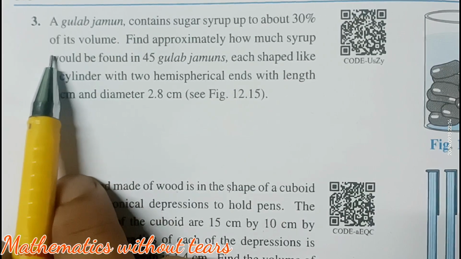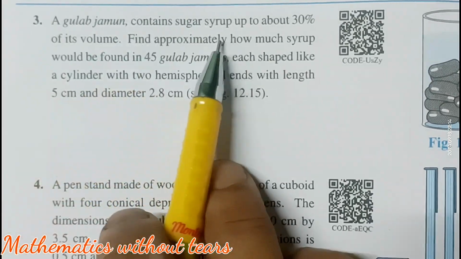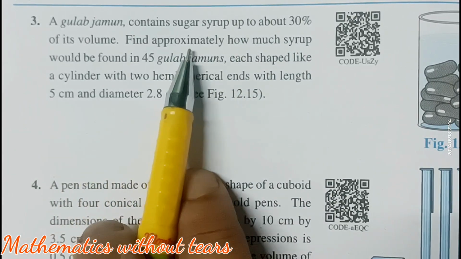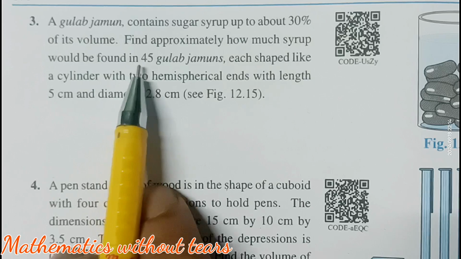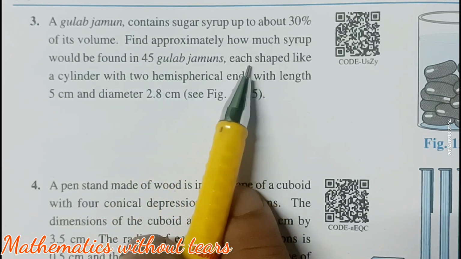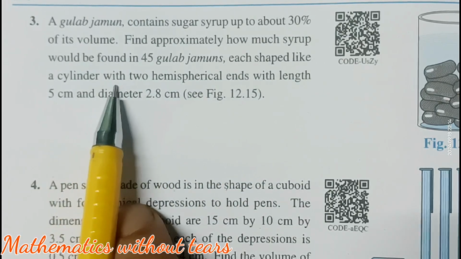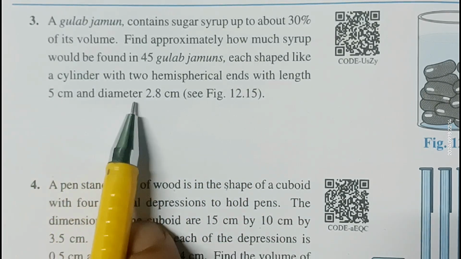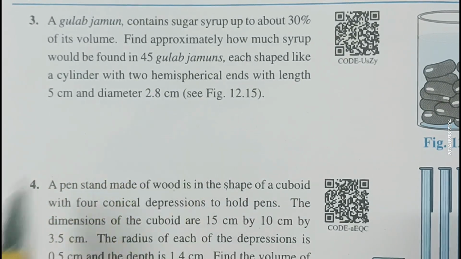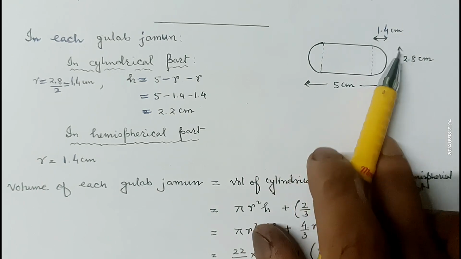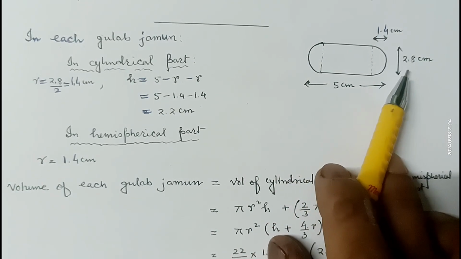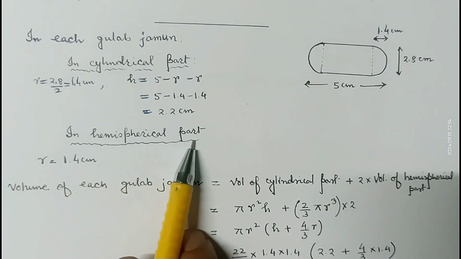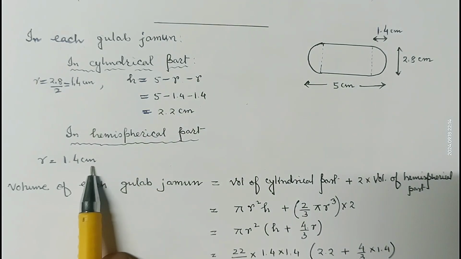In question number 3 it is given, a gulab jamun contains sugar syrup up to about 30% of its volume. Find approximately how much syrup would be found in 45 gulab jamuns, each shaped like a cylinder with two hemispherical ends with length 5 cm and diameter 2.8 cm. In case of hemispherical part, diameter is 2.8 cm, so radius will be half of it, that is 1.4 cm. So we can write in hemispherical part, radius is 1.4 cm.